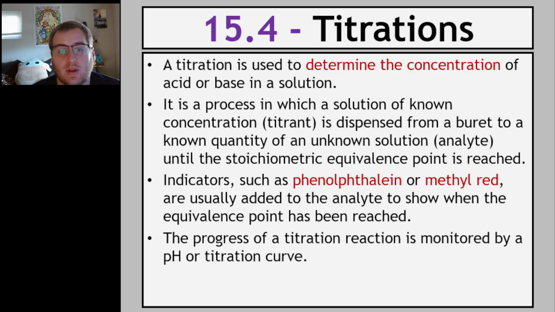The equivalence point is the point where all of the acid or base you started with is neutralized. A couple different indicators we've used, such as phenolphthalein or methyl red, are usually added to the analyte to show when the equivalence point has been reached. These are indicators that change colors at different pH ranges. So if the pH changes to a certain threshold, the color of the solution changes to match.